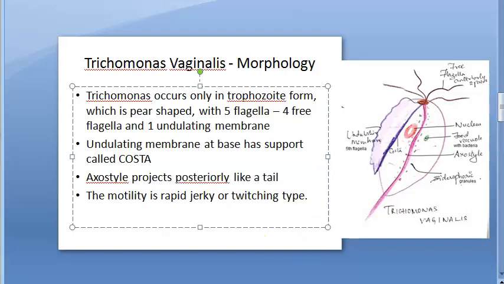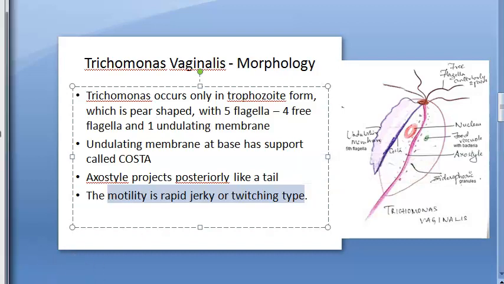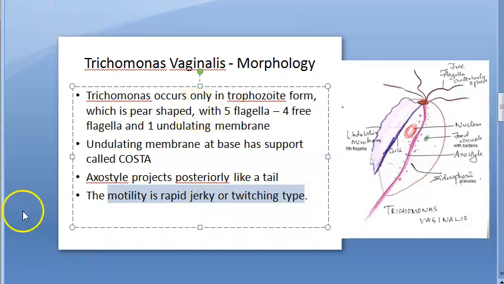Now coming to its motility, the motility is rapid, jerky or twitching type. Guys, rapid, jerky or twitching type of movement it has. If you want, you can remember that. That completes the morphology of Trichomonas vaginalis.